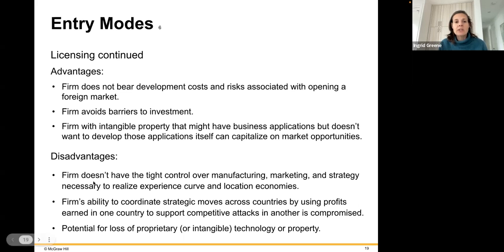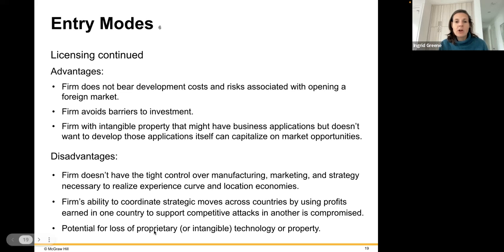The disadvantage is that the firm doesn't have total control over the manufacturing, marketing, and strategy. And we saw this in the example of Burberry in the previous chapters. Burberry licensed their name and products to Asia, but then the licensee took the products in a direction that Burberry didn't agree with. The products got cheaper, et cetera. And then they eventually withdrew that licensing agreement. The firm's ability to coordinate strategic moves across different countries is compromised, right? So you don't have as much control anymore.